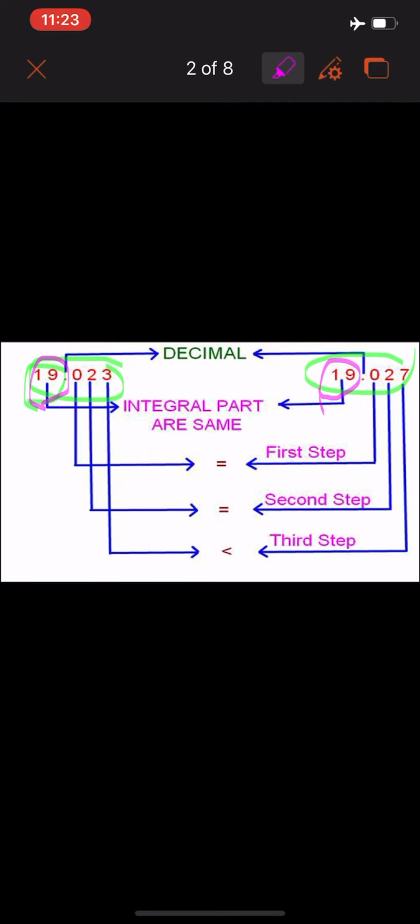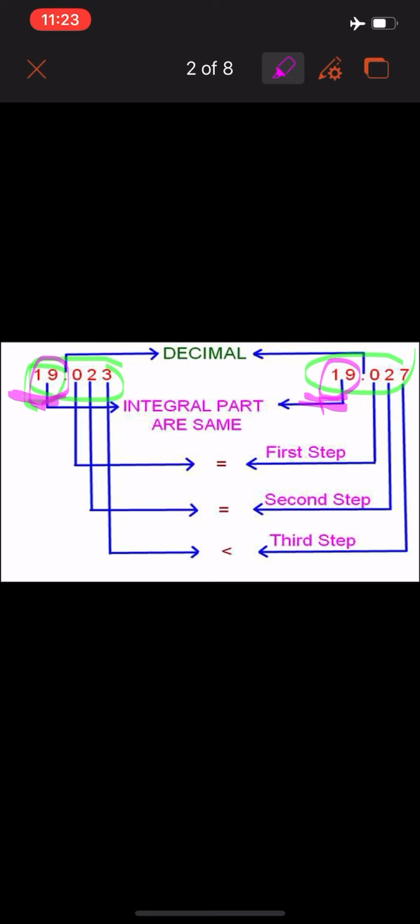So look at the left side of the decimal point. What do we have? I have 19 and here 19. So it's equal. What do we do in this case? We have to move to the next digit. So we will go to the other side. On the left side, the amount is equal, so let's move to the right side of the decimal point.